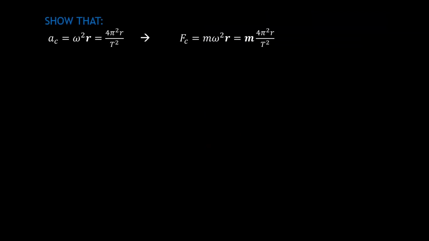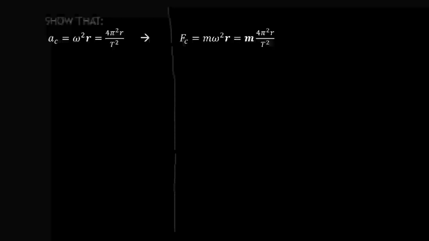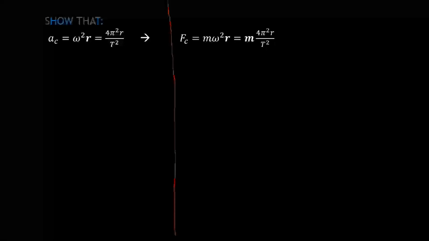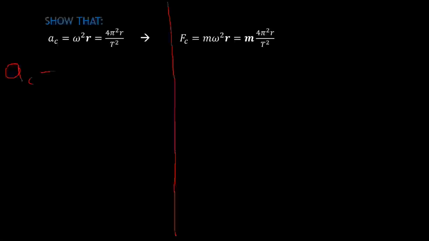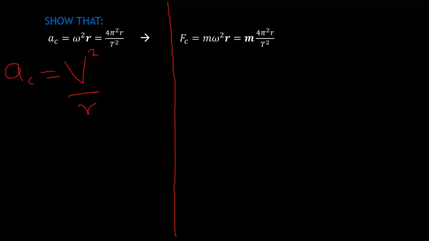All right, so let's answer this question. It's part of the introduction. Centripetal acceleration is given as omega squared r. Prove this. Okay, so let me divide my board into 2 like this. I need you to recall that centripetal acceleration is equal to v squared all over r. You already know this one. Again, note that v is equal to omega r.